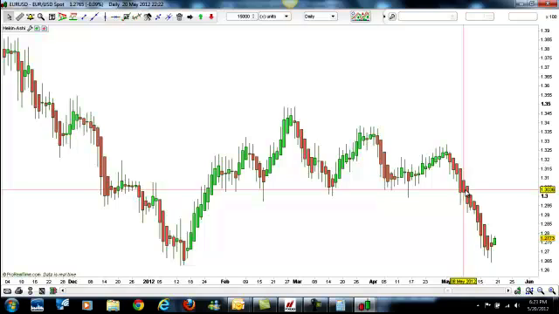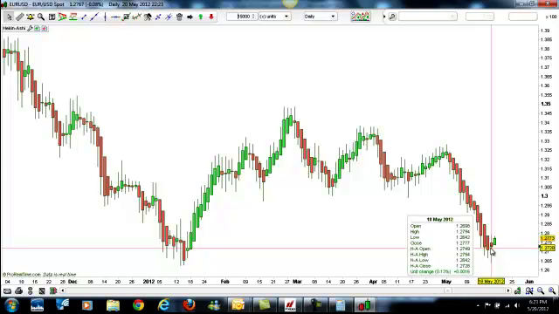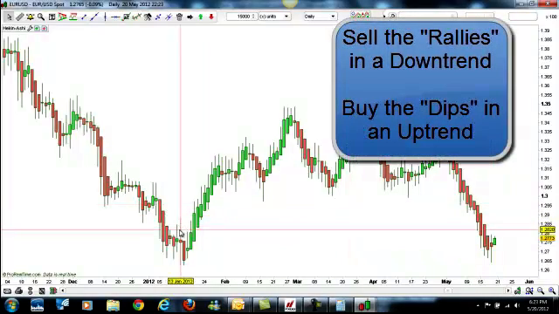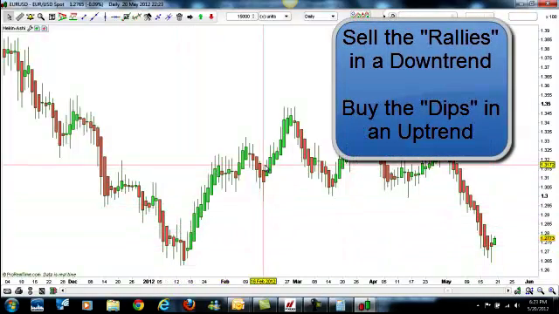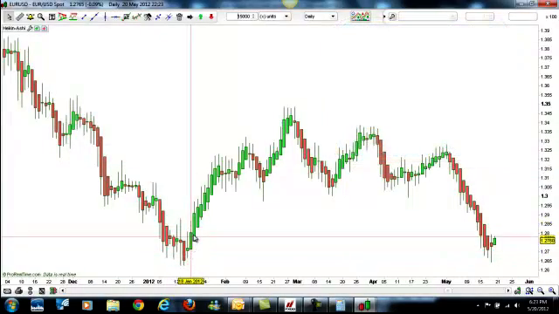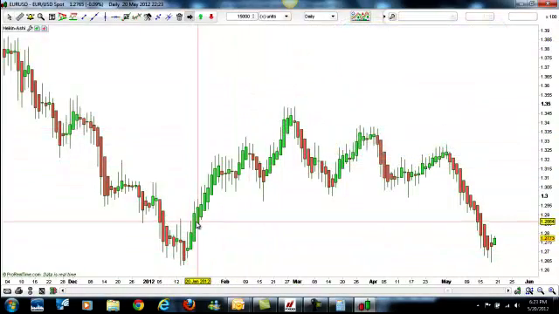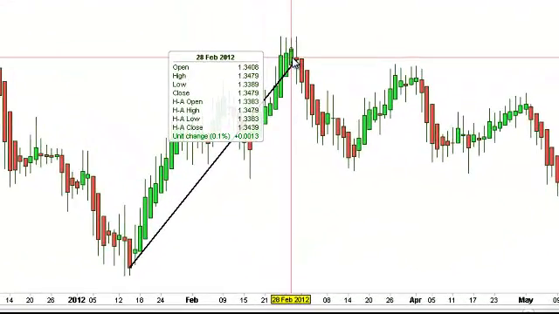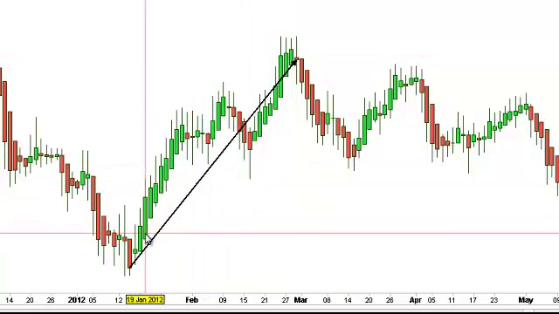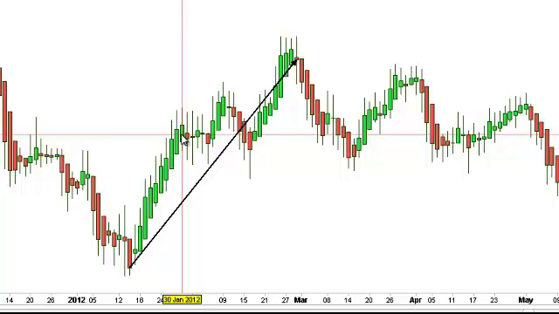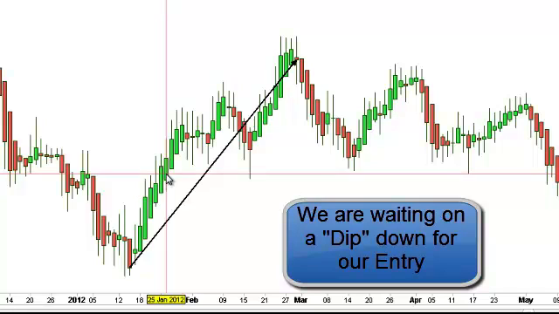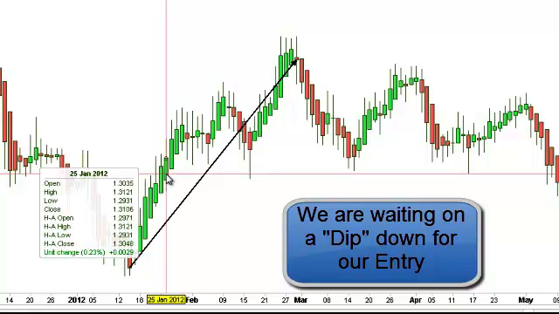All right, so here's what we do. We don't just jump on the bandwagon on any one of these trades. You sell the rallies in a downtrend, and you buy the dips in an uptrend. So here's what this means. You can see back here that this pair had trended up for this period of time, about 3.5 weeks. As this price was going up, we were waiting for an opportunity to get on board on this uptrend. We don't just click a button and buy at any given time. We need to wait for a proper entry.